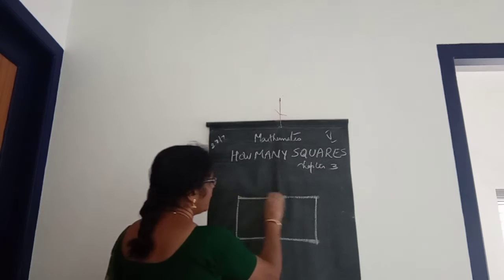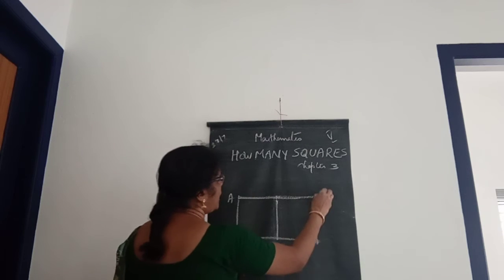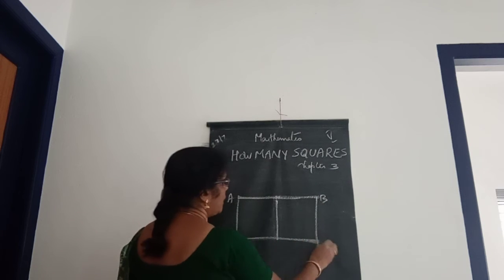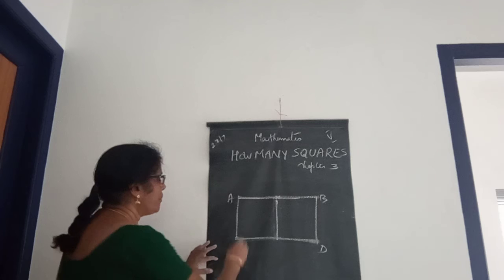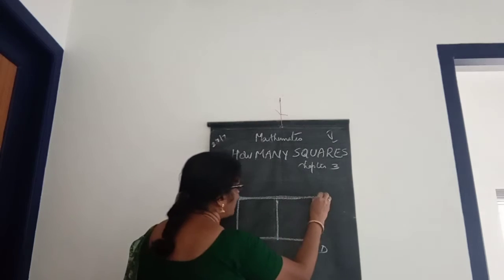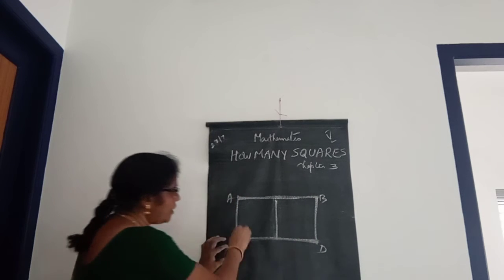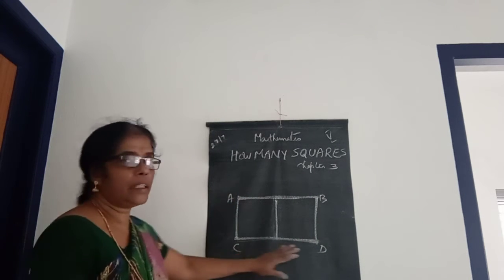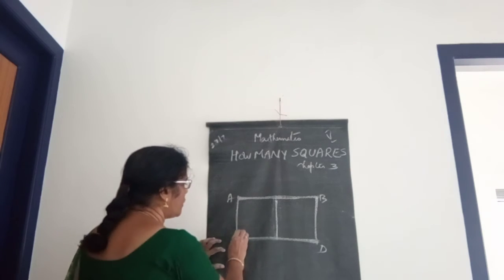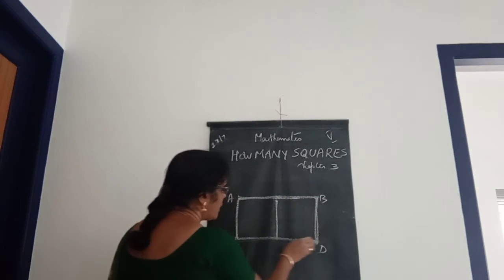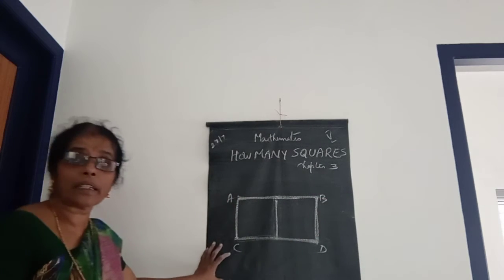Yes, okay, children. This one, we can give the name A, B, C, D. This A, B, C, D is a rectangle figure, isn't it? This one is the rectangle figure A, B, C, D. You look at this one. This A, B, C, D is a rectangle.